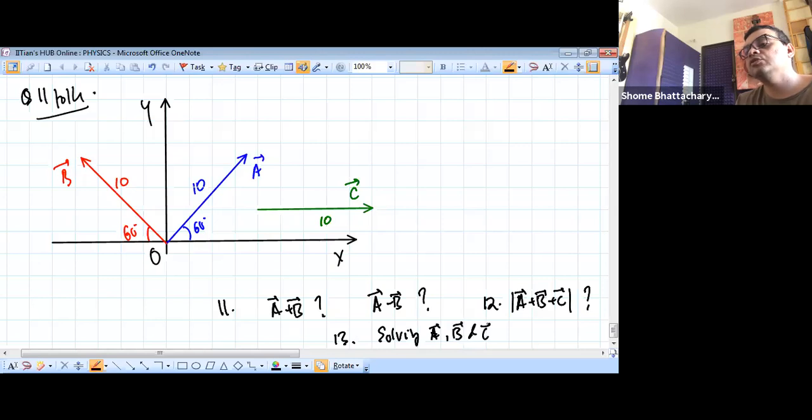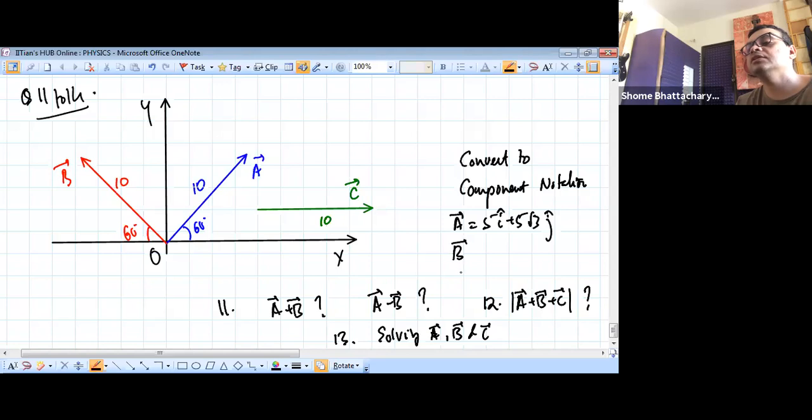So one way of doing this is to convert these to component form, component notation. I'm just showing you that vector E, for example, in component notation will become 5 i cap plus 5 root 3 j cap. So similarly, you write vector B and vector C, and then you work out each of these. So just try this out, people.